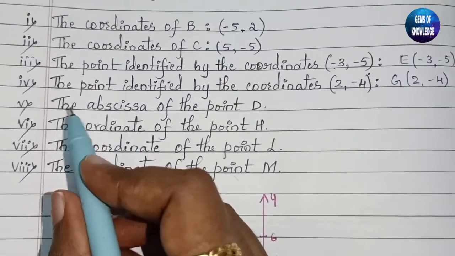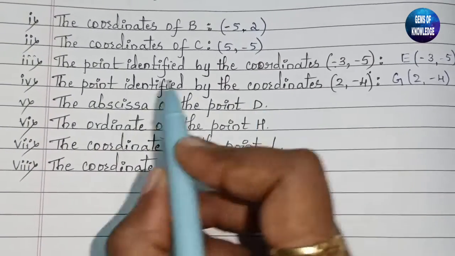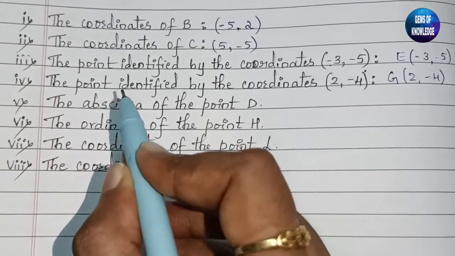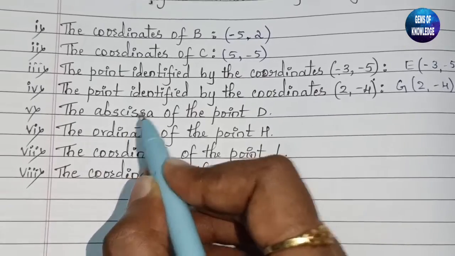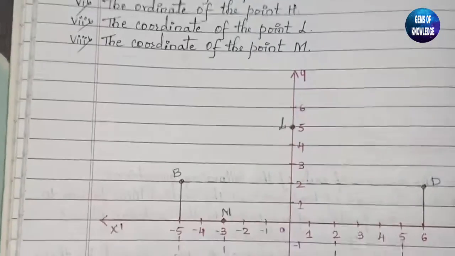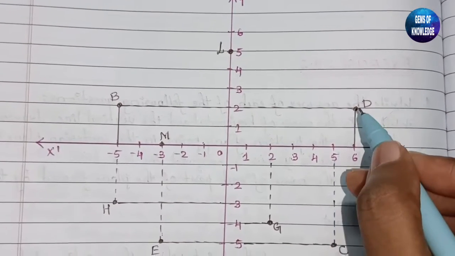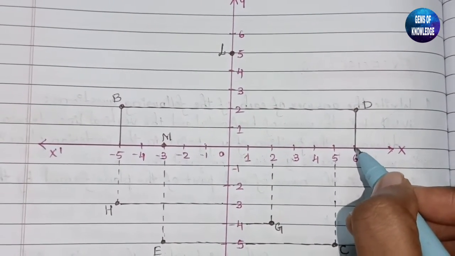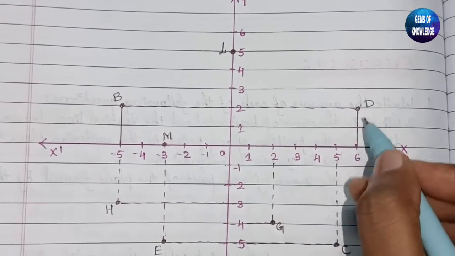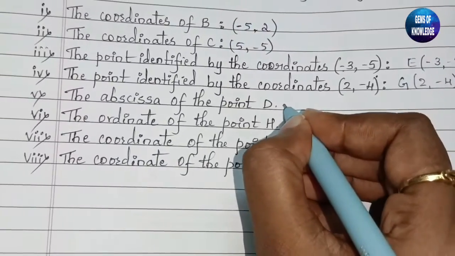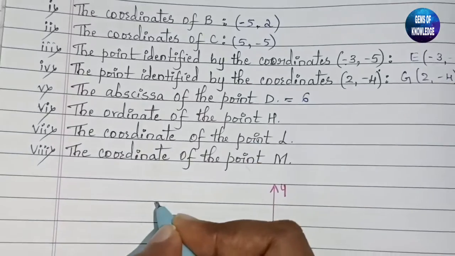Next, the question is the abscissa of point D. What do you mean by abscissa? Abscissa is nothing but the x-axis value. So they are asking what is the value on the x-axis of point D. The point D is here. So what is the abscissa? Meaning, at the x-axis, what is the point showing? At the x-axis it is 6. So the abscissa of D is 6.